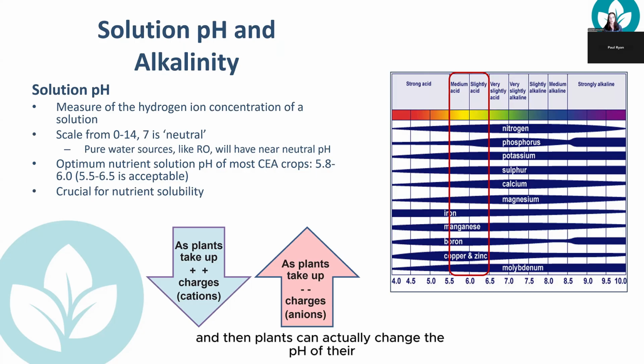And then plants can actually change the pH of their solution over time as they take up nutrients. So what's really important to know is what is being supplied to your plants and being able to estimate how those changes are going to occur. As plants take up positively charged nutrients, that's going to release positively charged cations back into the solution, which will lower the pH over time. And then alternatively, as plants take up nutrients that are negatively charged, that's going to kick off negatively charged anions into solution and raise the pH over time. So gauging how your solution pH is changing can give you a little bit of an idea which nutrients the plants are taking up.